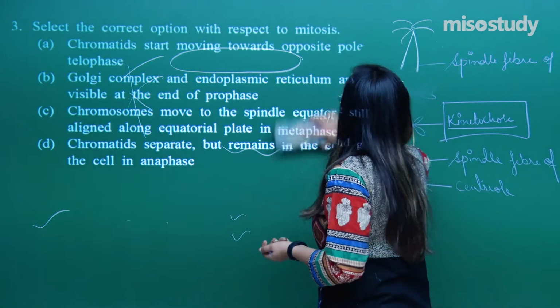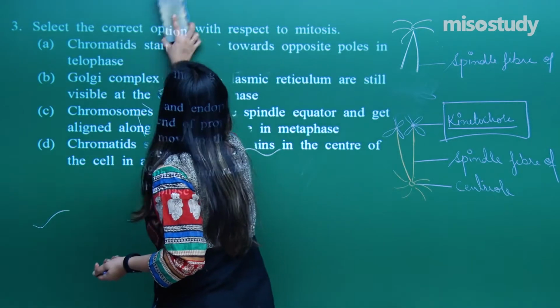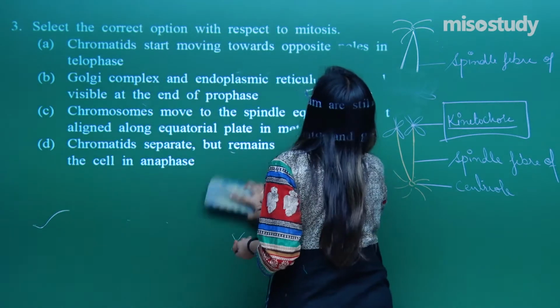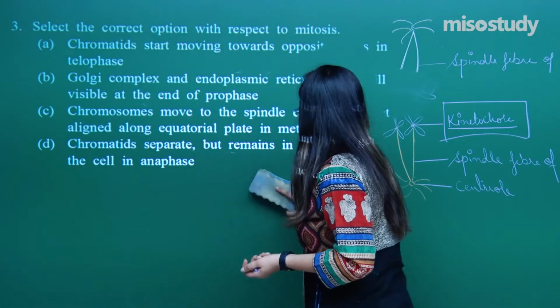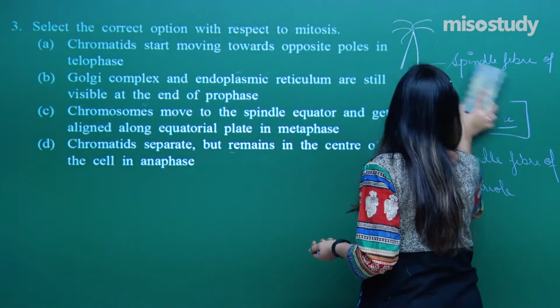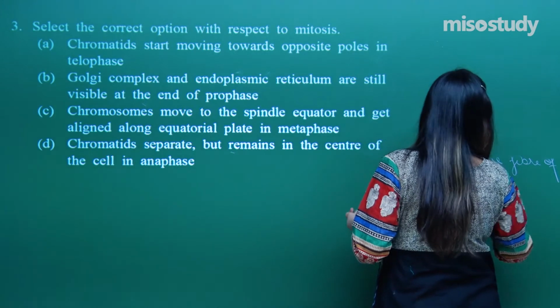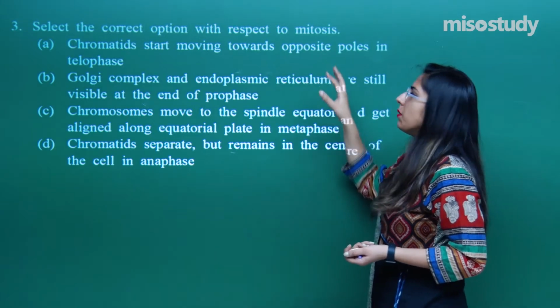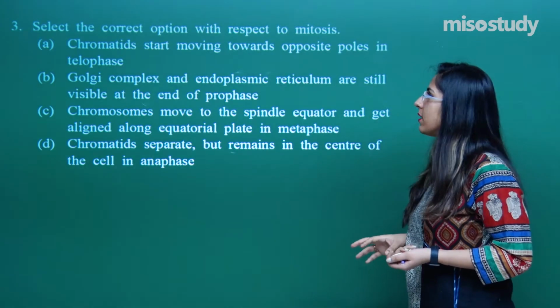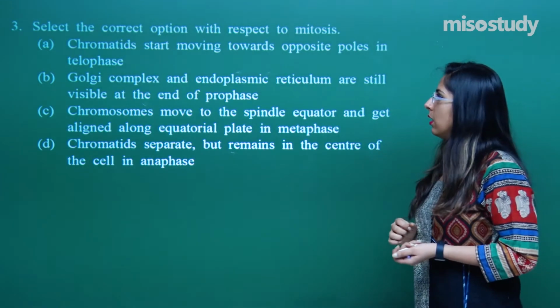Let's do the next question. Select the correct option with respect to mitosis. We are discussing mitosis. That means we are discussing the somatic cells.